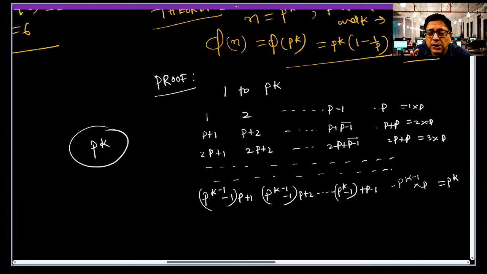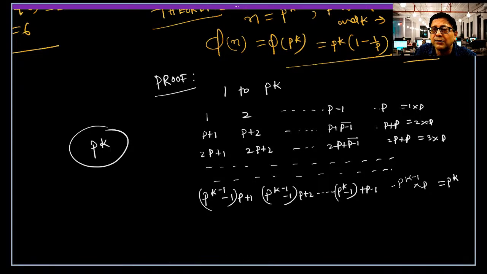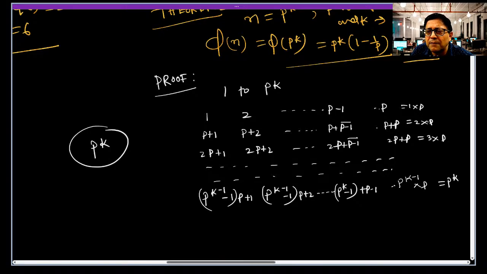These p to the power k minus 1 numbers have common factors; they are not co-prime. So apart from those, p to the power k... this last element you can see here, no? All the elements you see: p, 2p, 3p. Can you see this?